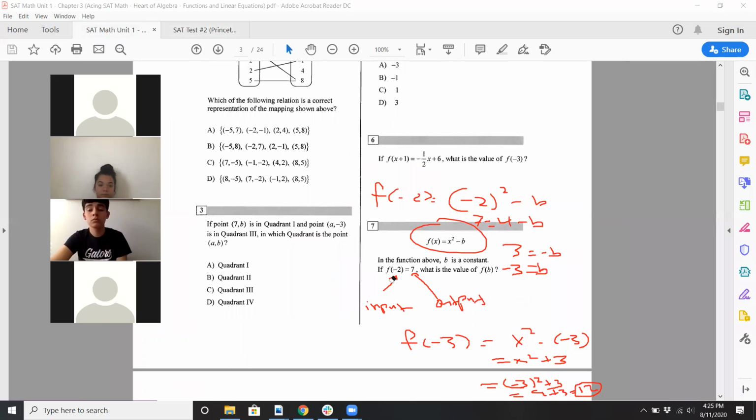Remember, -2 is the input, plug -2 into the function. You get (-2) squared, that's 4. 4 minus b is our output. The output's also equal to 7, because they told us that. So you set 4 minus b equal to 7, solve for b, you get -3. So the new function now is x squared minus -3, or x squared plus 3.